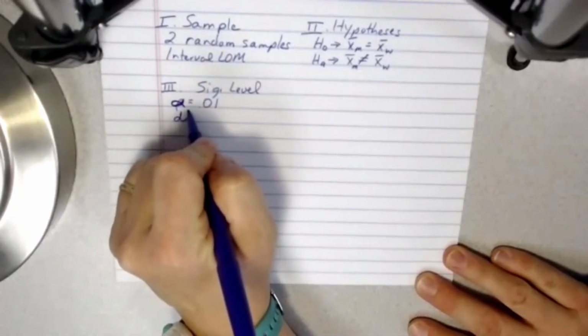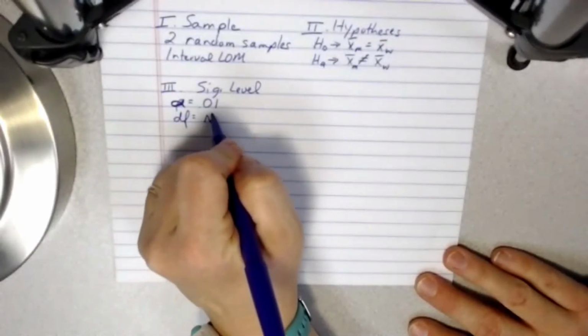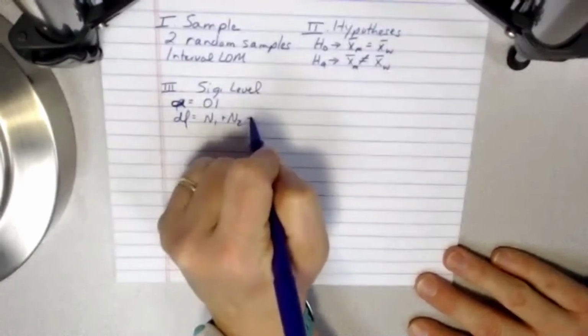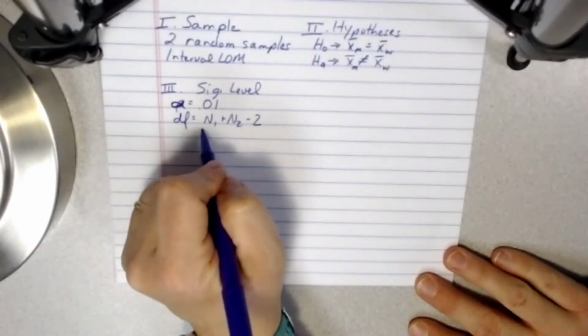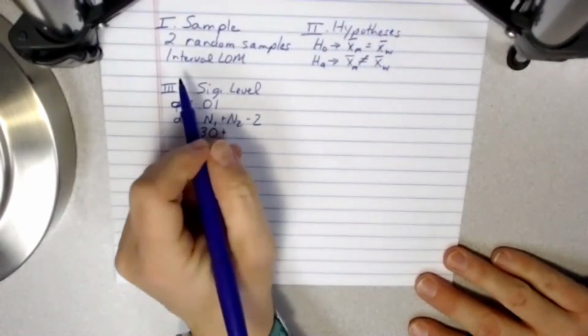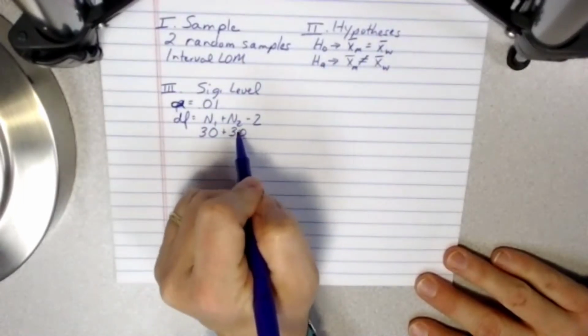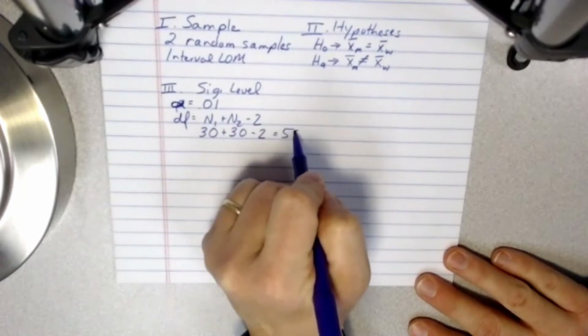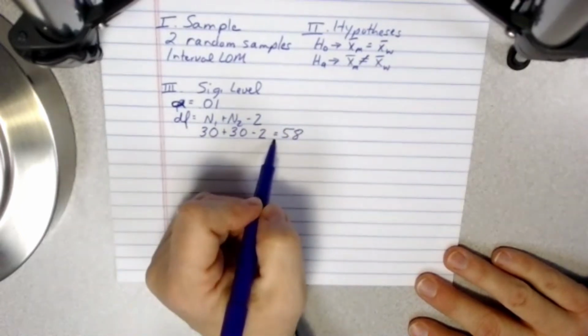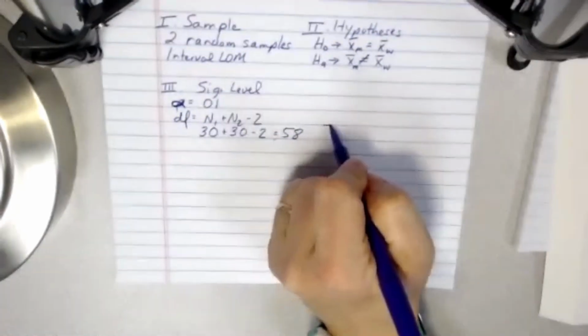Our degrees of freedom, because we have a two-sample t-test, is N1 plus N2 minus 2. So in this case, we have 30 for the first sample of men, 30 for the second sample of women, minus 2, which is 58. So we have 58 degrees of freedom.